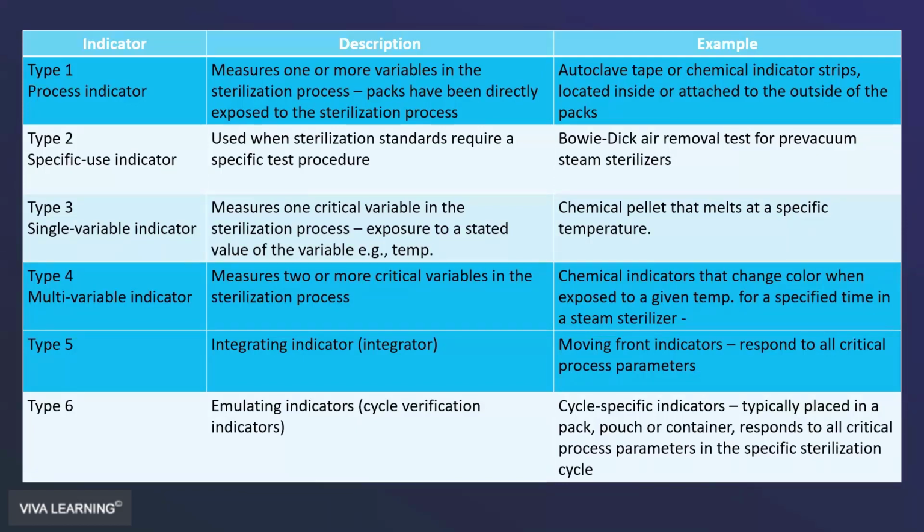Okay, so type 1 indicators, again, are really used primarily to seal a package, seal a cassette, seal an instrument bundle, maybe an oral surgery pack, or to seal pouches.